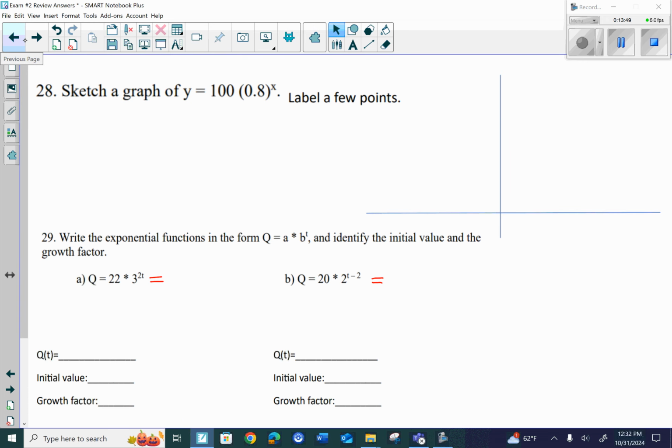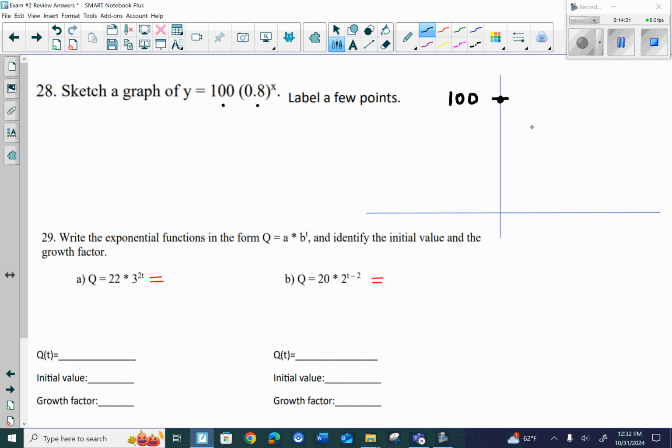Number 28, we're back to thinking about things graphically. Sketch a graph of 100 times 0.8 to the x. So I would notice immediately looking at this, my initial value or my y-intercept is 100. So I start at 100 on the y-axis because when x is 0, y is 100. I see a growth factor of 0.8 that is less than 1, which means each time I'm taking 80%.